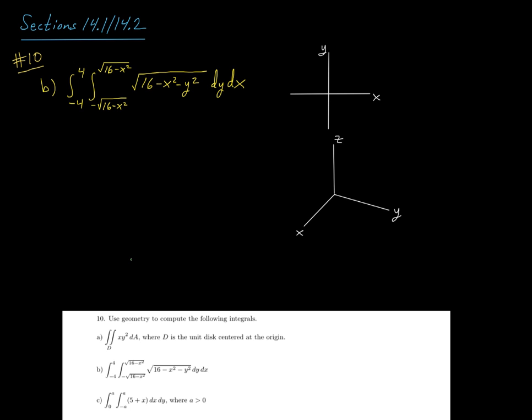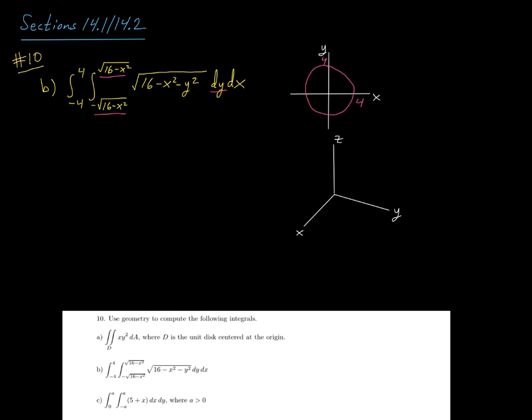First, I'm going to go ahead and sketch the region of integration. Notice that these bounds for y are from minus the square root of 16 minus x squared up to the square root of 16 minus x squared. These are describing the top and the bottom halves of a circle centered at the origin of radius 4. So I'm really looking at this circle of radius 4.